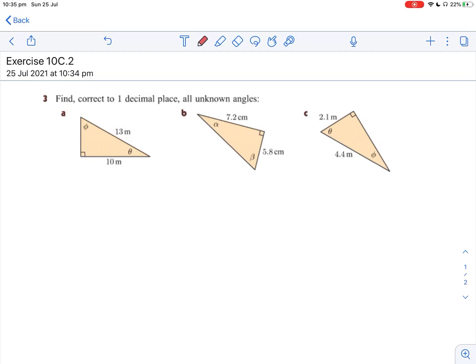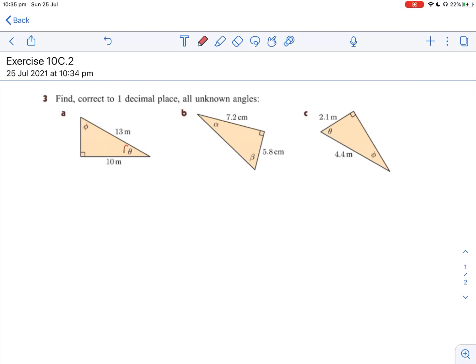Hi everyone, in this video I'm going to go through some of the questions in exercise 10C.2. So in these questions we're now trying to find the unknown angle instead of the unknown side length. So the first step is still the same.